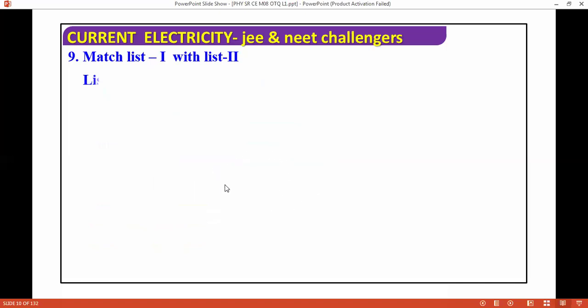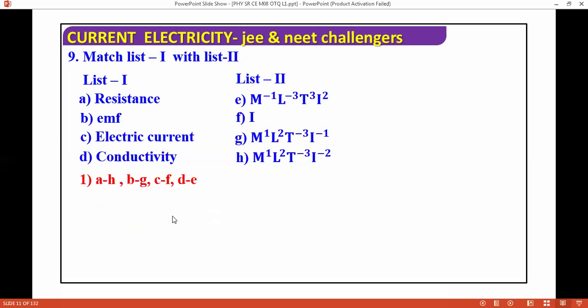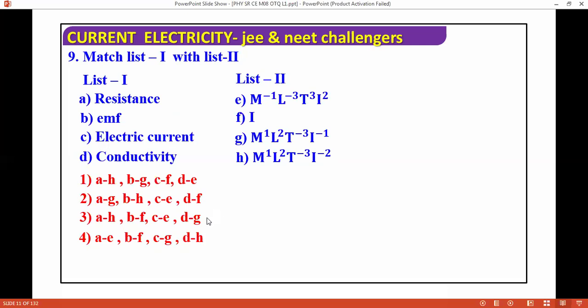Next question I'm giving you: list one and list two. List one: resistance, EMF, electric current, conductivity. And in list two we have the dimensions. I'm giving you the answer key, you can go through it. You can find the dimensions easily. All of you know the dimensions. If you don't know, go through it. You can do it. The answer key will be the first.